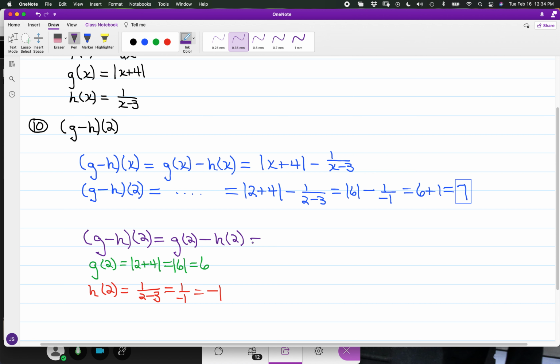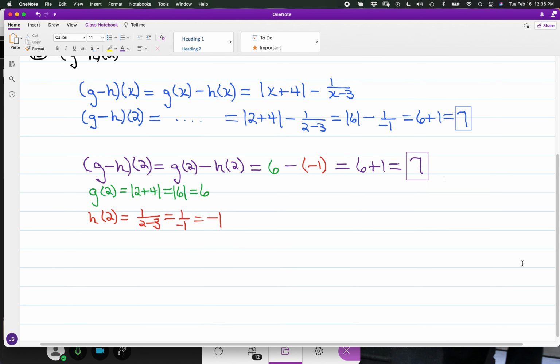And so in terms of the follow through, you have g of 2, it's going to be at 6. And we have minus, and h of 2 we have at negative 1. And just in the follow through, so we have what's going to be 6 plus 1 is equal to 7.